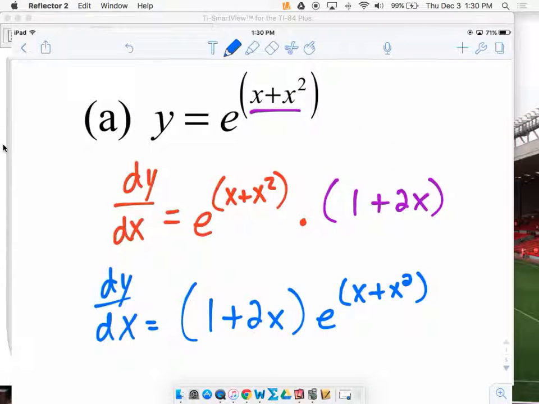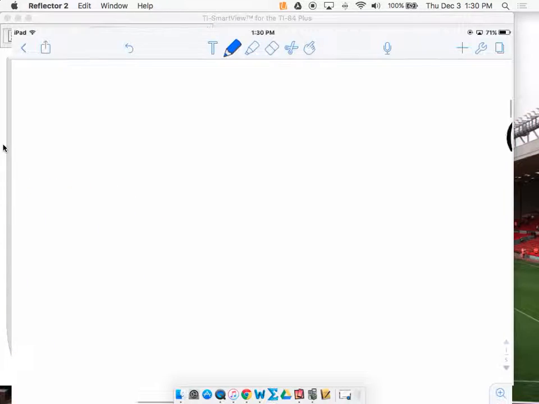So the derivative of this stays the same, and then the only thing you're really taking the derivative of is the exponent. Pretty easy, right?